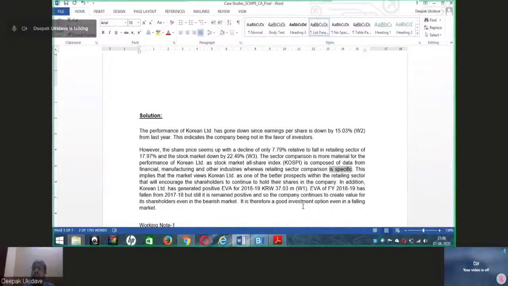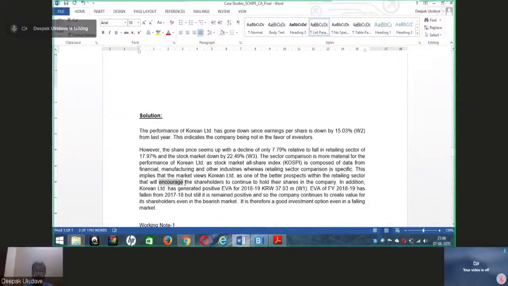In the all share market index, you have manufacturing companies, financial companies, and other types of industries, all types are covered. That's why it is the all share index. And particularly when the market is showing a recessionary trend, when the market price is declining, all the more you should look at the retailing sector index. And that is an encouraging point to the shareholders.